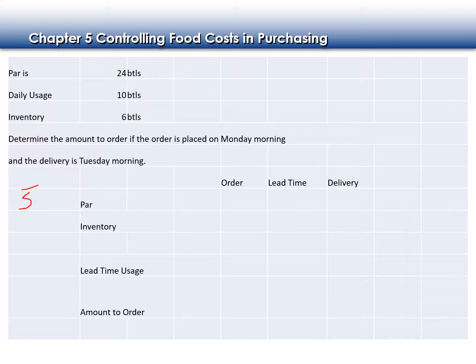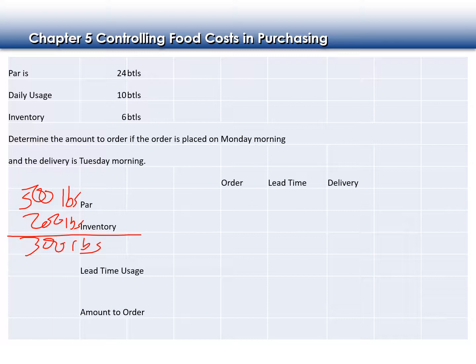500 pounds. Okay, bless you. What is in inventory right now? 200 pounds. So what do we do? Subtract. I need 300 pounds. Okay.